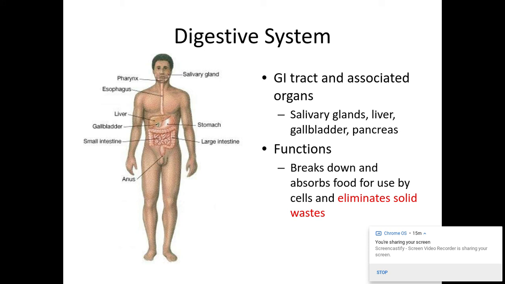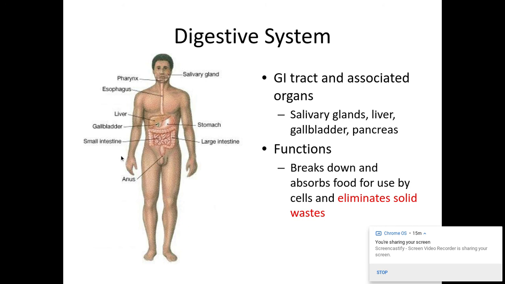Digestive system, we did talk about this too. We went over it with nutrition as well. But you have your salivary glands, so like the saliva that you're producing in your mouth, your liver, gallbladder, and pancreas. And so the functions of this are just the breakdown and absorption of food, and then how your body actually utilizes it, and then also the elimination of solid waste.